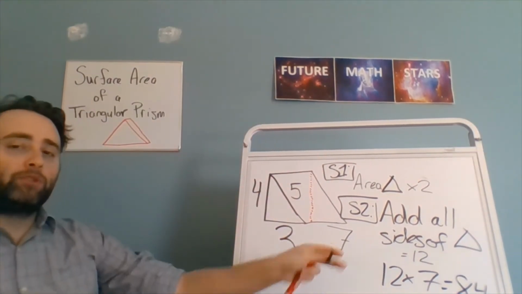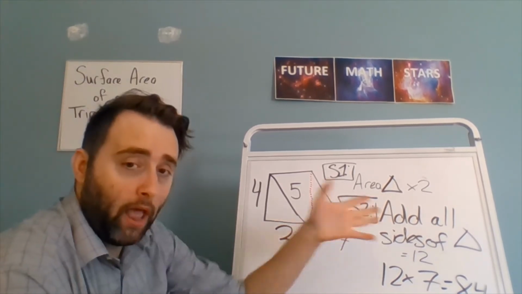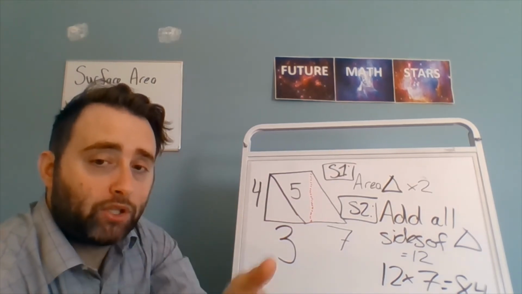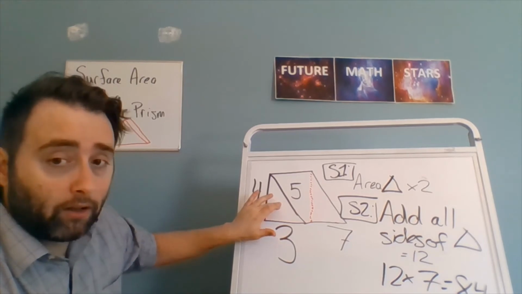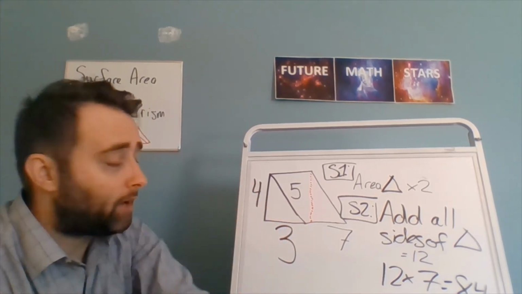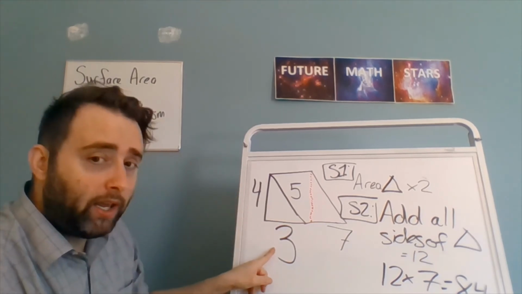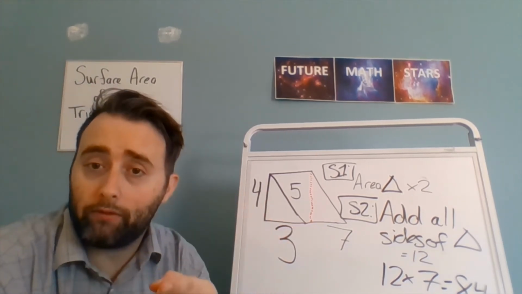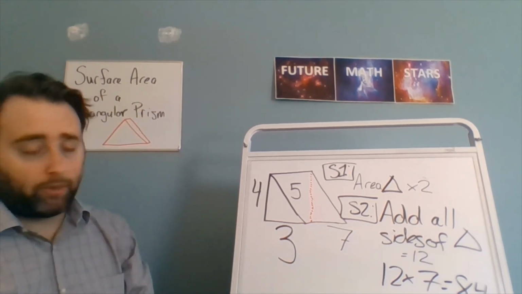Okay, so I did step 2 right here. I'm going to go back and do step 1 because I want to show you that trick. I got a little ahead of myself with step 2. Step 1: area of the triangle times 2. Area of a triangle, 1/2 base times height. Base 3 times height 4, so 3 times 4 is 12. Half of 12 is 6.